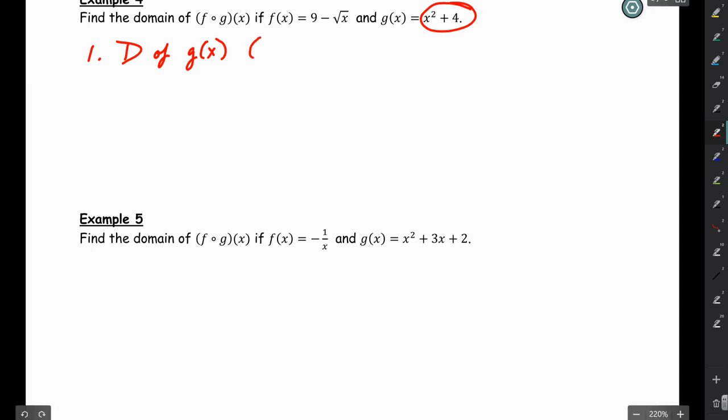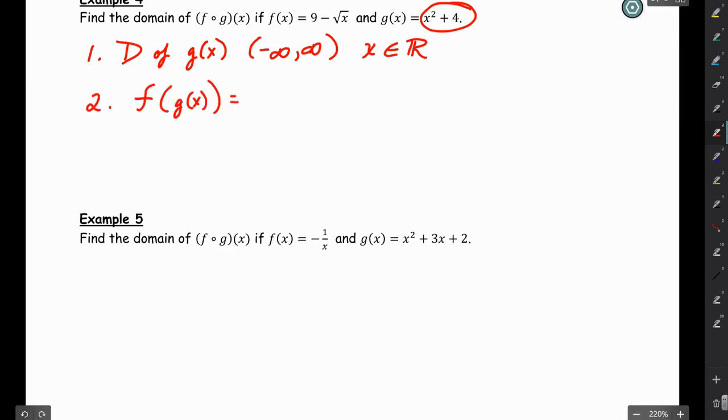So we can write that in interval notation. And we could also write it by saying that x is an element of all real numbers. They both mean the same thing. All right, now we want to find out, well, what is the new function? What is f of g of x?